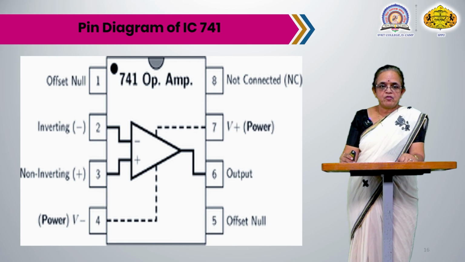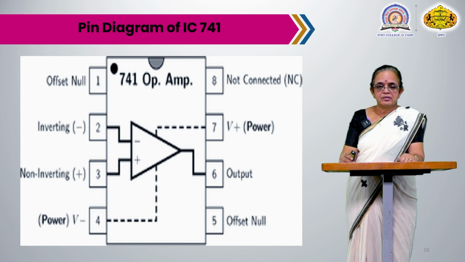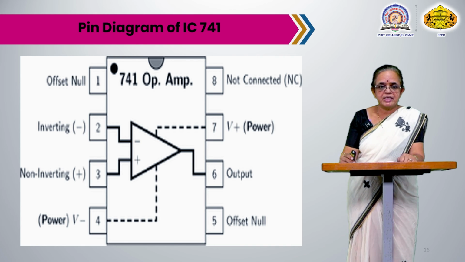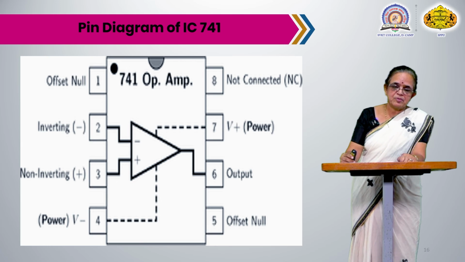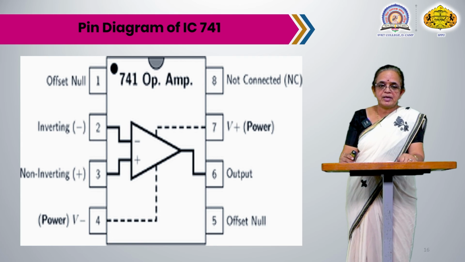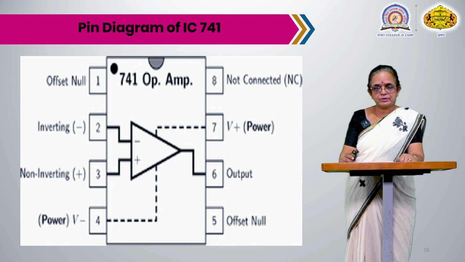We use pins 1 and 5 for offset null, meaning to adjust the offset. In between pins 1 and 5, you connect the fixed terminals of a potentiometer, and the variable terminal is connected to pin number 4. By adjusting this potentiometer, we can get a 0 output. Pin number 2 and 3 are the inverting and non-inverting inputs: pin number 2 is inverting, and pin number 3 is non-inverting input. Pin number 6 is the output, and pin number 8 is a dummy connection, it is not connected, and therefore it is shown as NC.